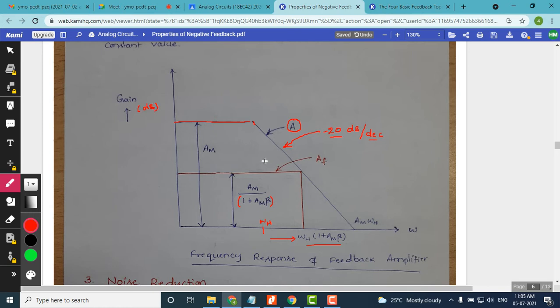That means if you move from 10 to the power of 2, which is 100, to 10 to the power of 3, which is 1000, a 10 times increase in frequency, the gain will drop by 20 dB. That is the meaning of 20 dB per decade. This is also called the roll off rate, the rate at which the gain drops, here a roll off at the rate of 20 dB per decade. It is a first order system, therefore it is 20 dB per decade.